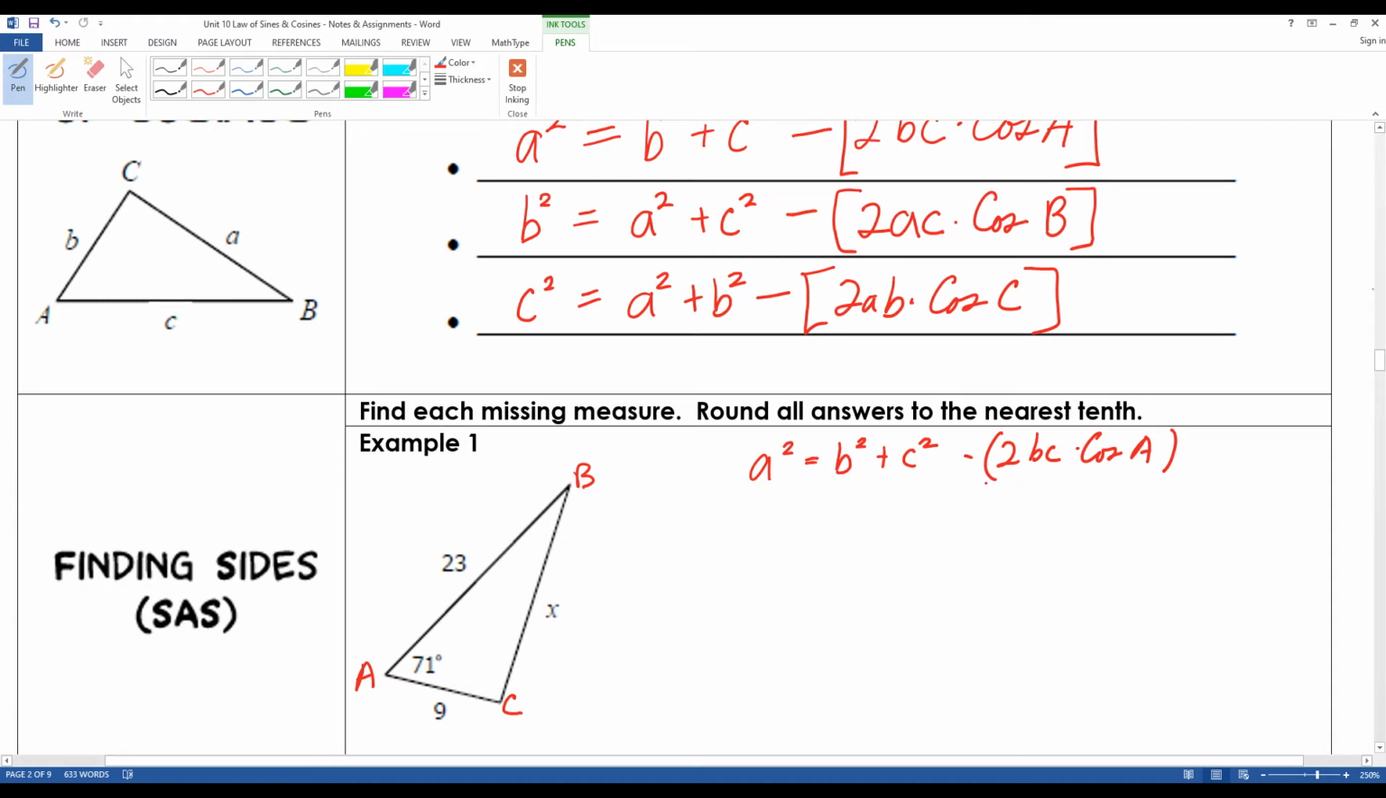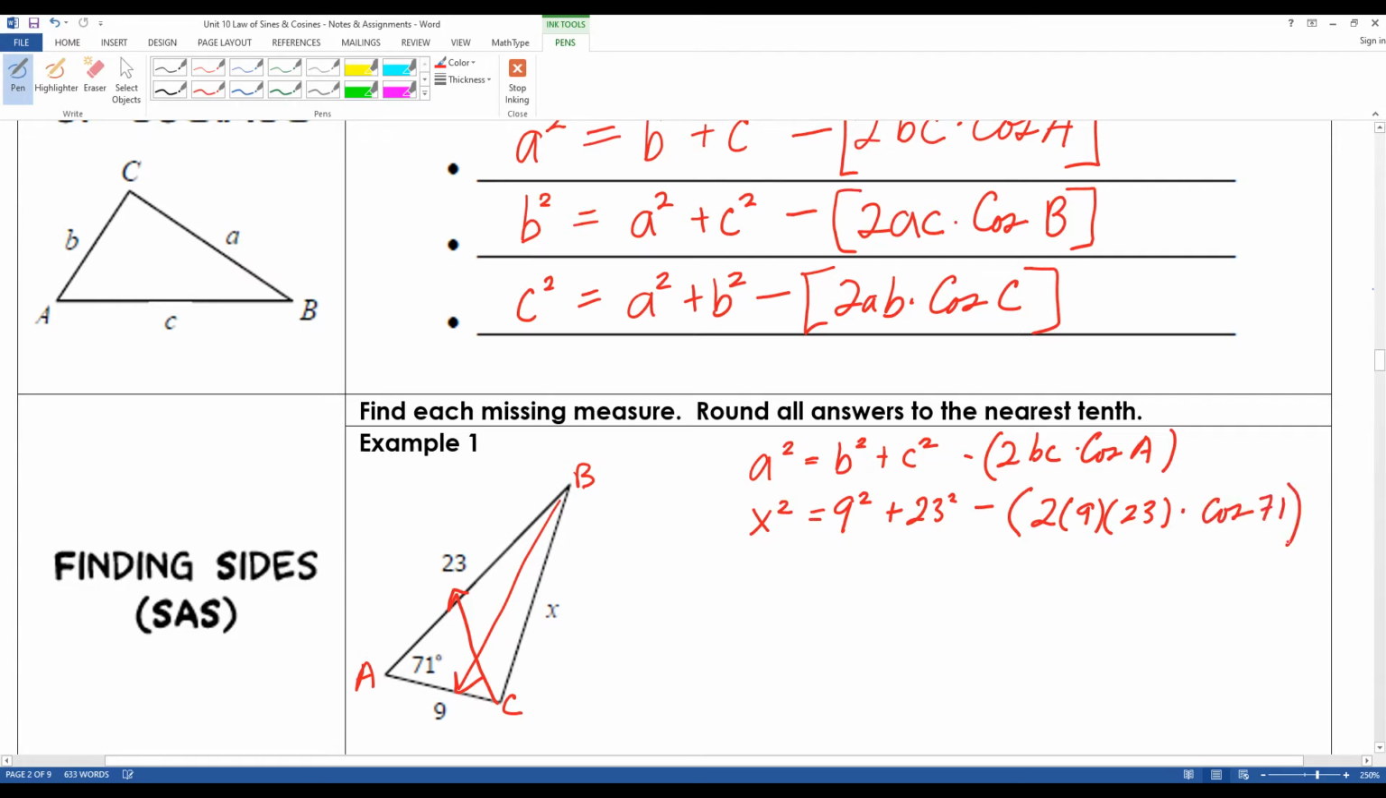Okay, so now I just plug in the information. The A, this is the side, that would be x. So I don't know that. But I do know B. Side B goes with here, that would be 9, so it would be 9 squared. And C would be 23 squared, minus this whole quantity of 2 times, what do we have? B, which was 9, times C, which was 23, times the cosine of angle A, which is 71.